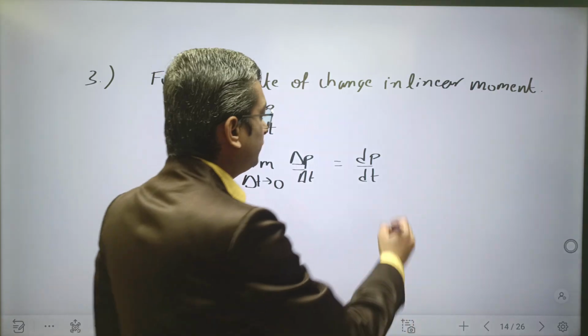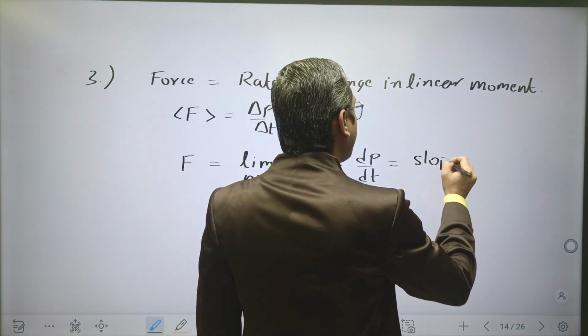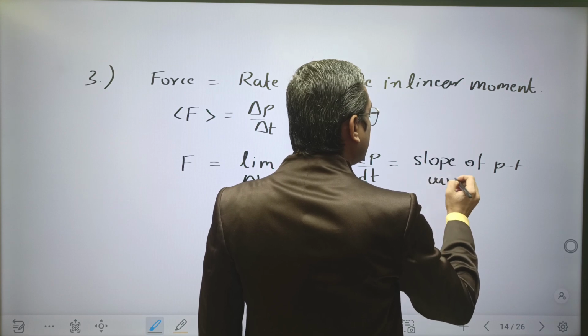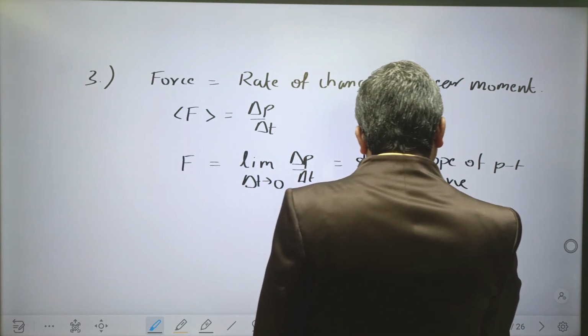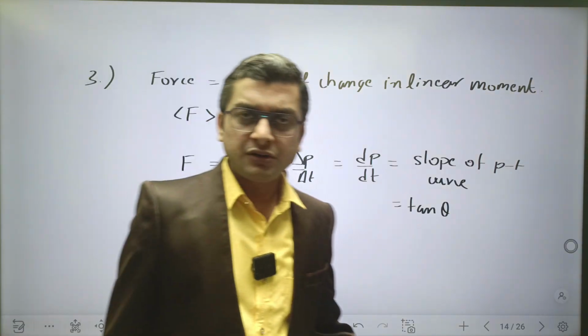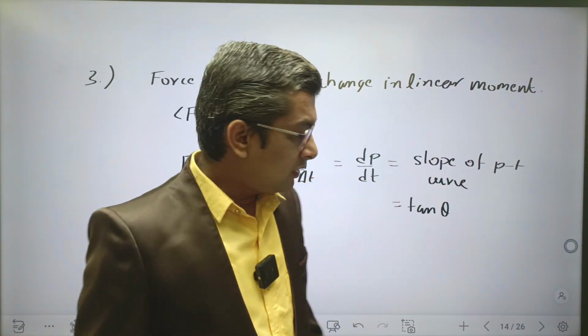So what is this force? The force is given by the slope of the P-T curve. And what is P-T? That is the momentum-time curve. And again, this is given by tan theta. So these are the various applications. We come across many examples when we proceed further in physics, isn't it?